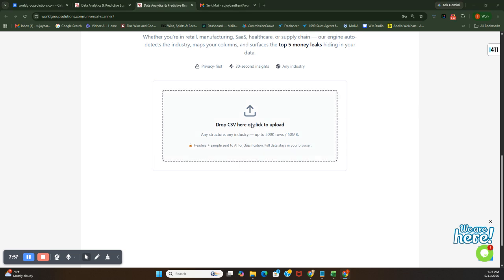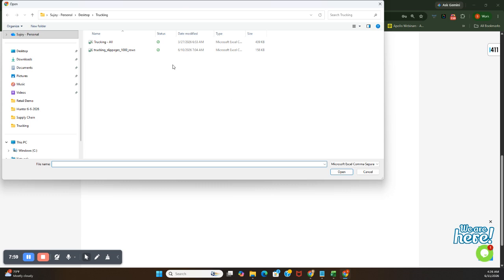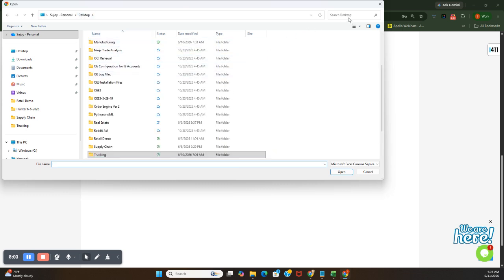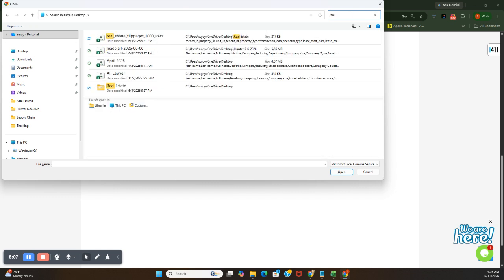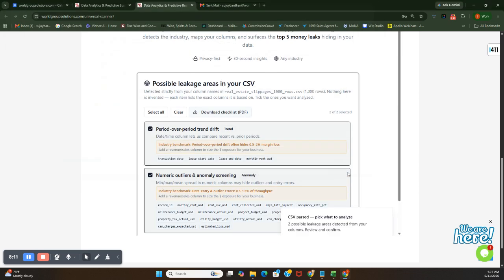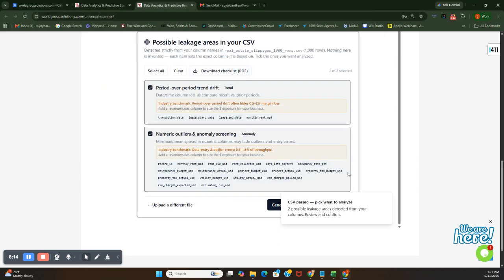And let me see if I can. You should remember where your CSV file is. So basically, I think I kept it under here, if I'm not wrong. Yeah, this is my real estate CSV file, and I open that. As soon as I open the CSV file, you notice what happened.